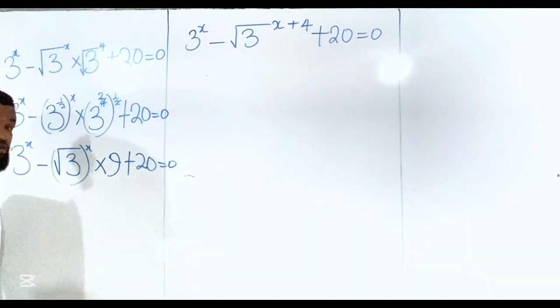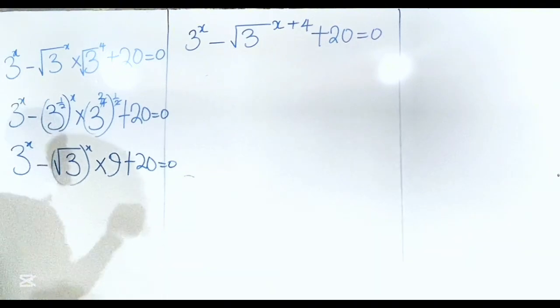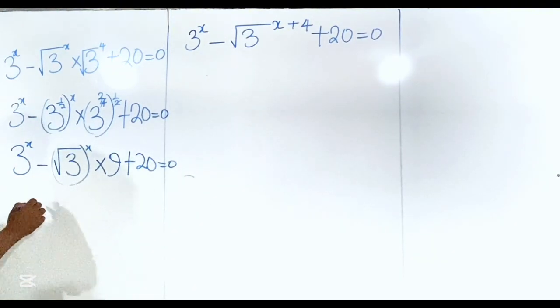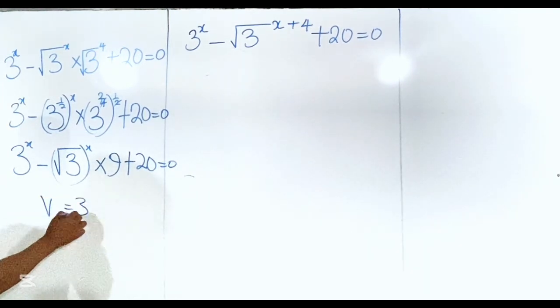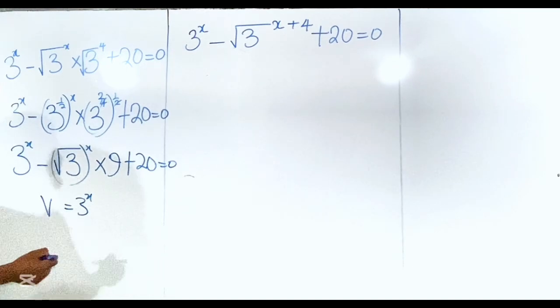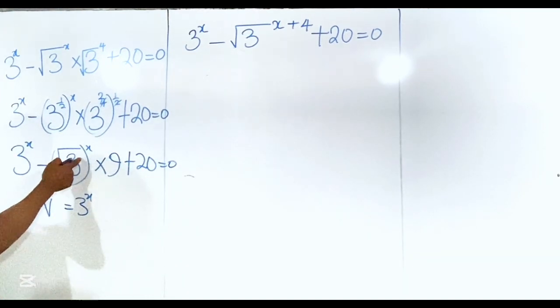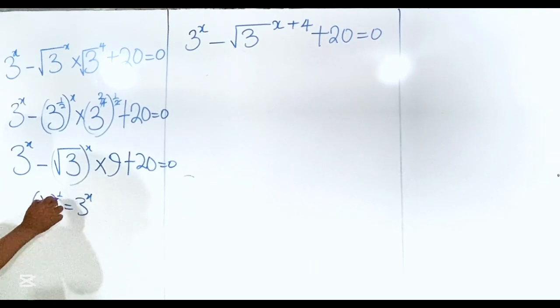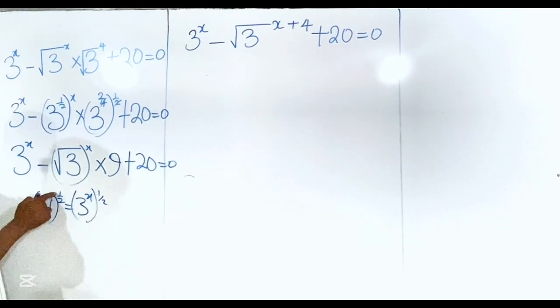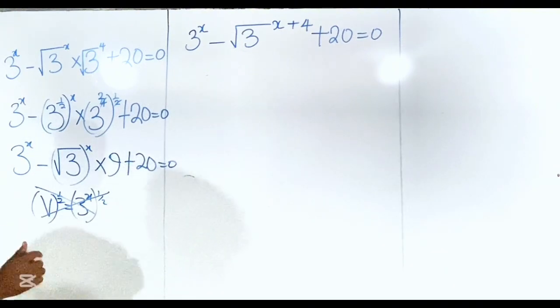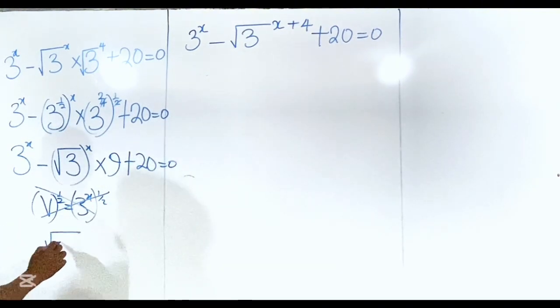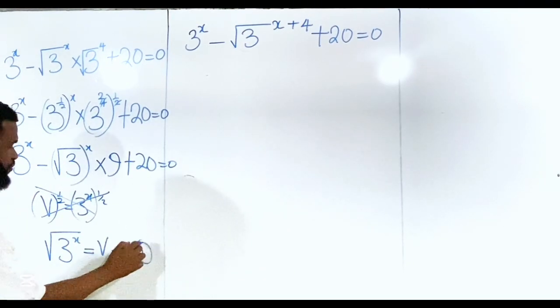I tried this before coming here to solve it. There is something I need to explain to you. If you say V is equal to 3 raised to power x, you may struggle a little depending on how skillful you are in handling problems like this. Even if you raise this to power of 1 over 2, you still have a problem of going with this root. So this is not the best thing to do. The best thing to do is to say that square root of 3 raised to power x, which is this, is equal to V. Let me call this equation 1.